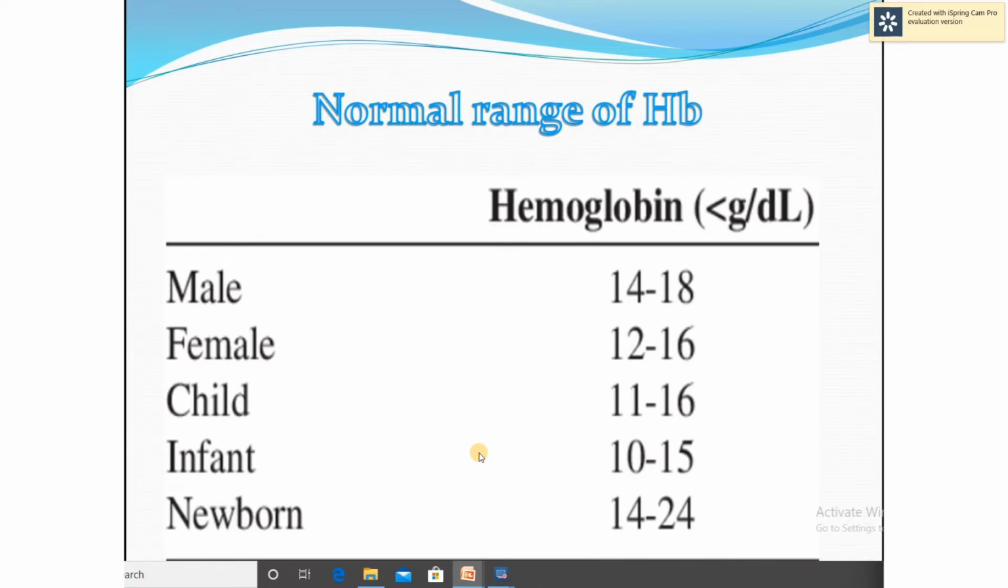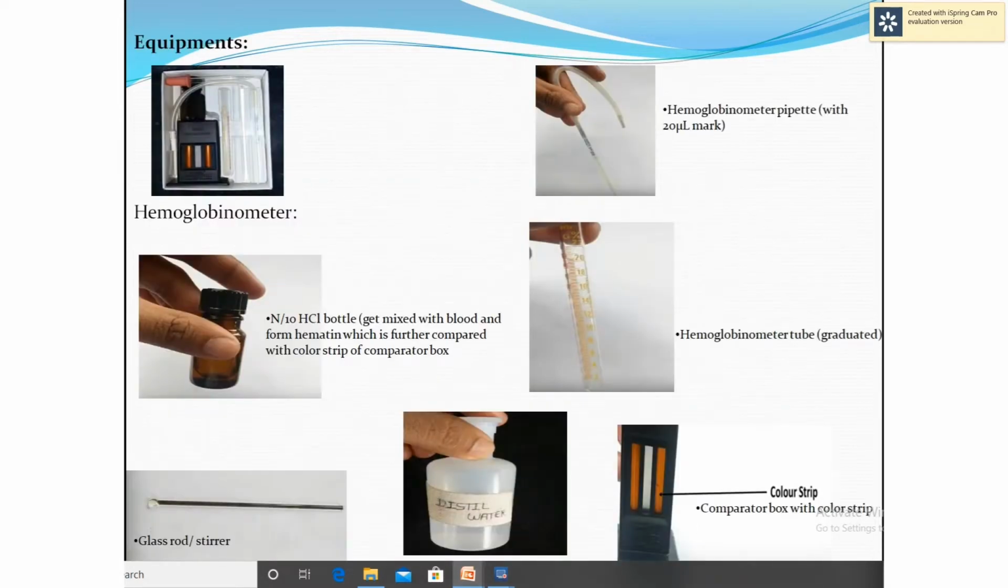So these are the normal ranges of hemoglobin. If your hemoglobin level comes below this, eat things which will help you increase your hemoglobin level, or if you have a high hemoglobin level, get checked by the doctor, and whatever they prescribe, take that.